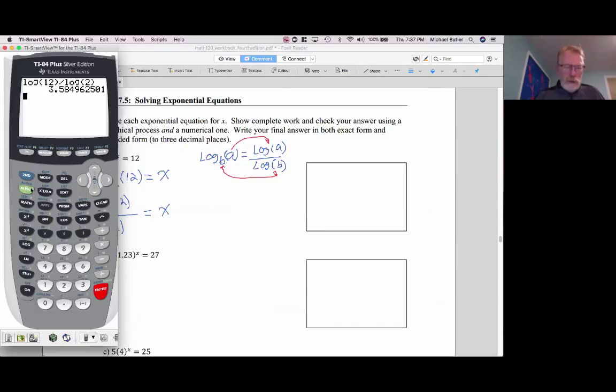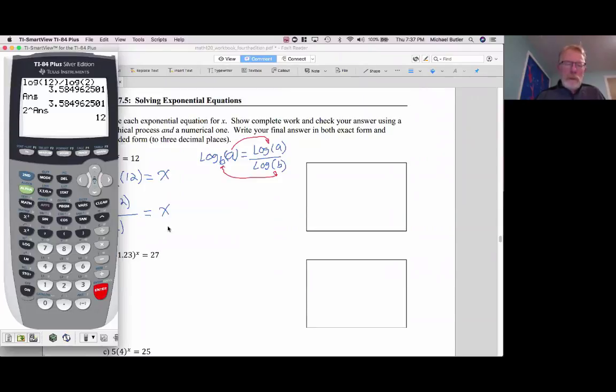Just a quick aside, we'll only do this once to verify it. That number right now is stored in this variable called Ans. The last thing you did always gets stored into Ans. So notice Ans is 3.5849 and so on. If I take 2 and raise it to that number, which is Ans, and I hit enter, I get back 12. So that's what that number is. It's the exponent on a 2. When I take 2 and raise it to that exponent, I get back 12.